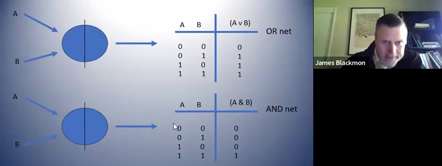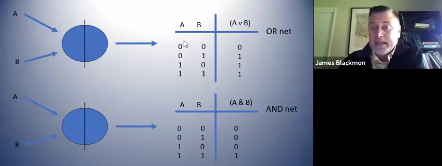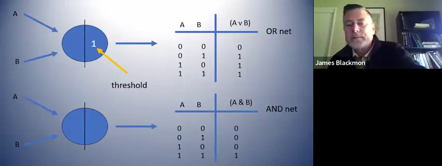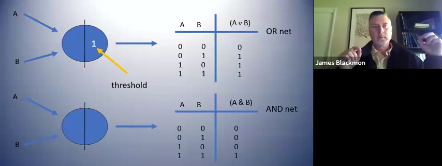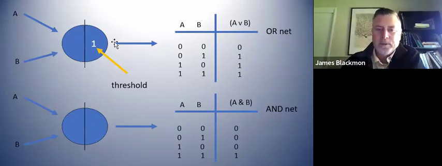And so now we just need a gadget, a McCulloch-Pitts neuron that has the right threshold to behave like an OR net. And so the threshold is 1 because all you need is either A or B to be contributing a 1, as the table shows, for the whole thing to produce an output of 1. So the output's here, and the output's going to be either 0 or 1.